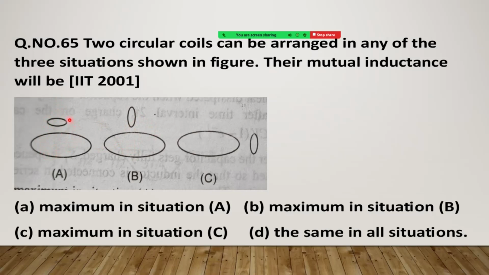That means in this case the flux, and hence the mutual inductance, is more because more flux is linked. And coming to here, this is non-zero, but definitely less than this one, because in this one both planes are parallel. That means the option is safe, right? Let us see the next one.